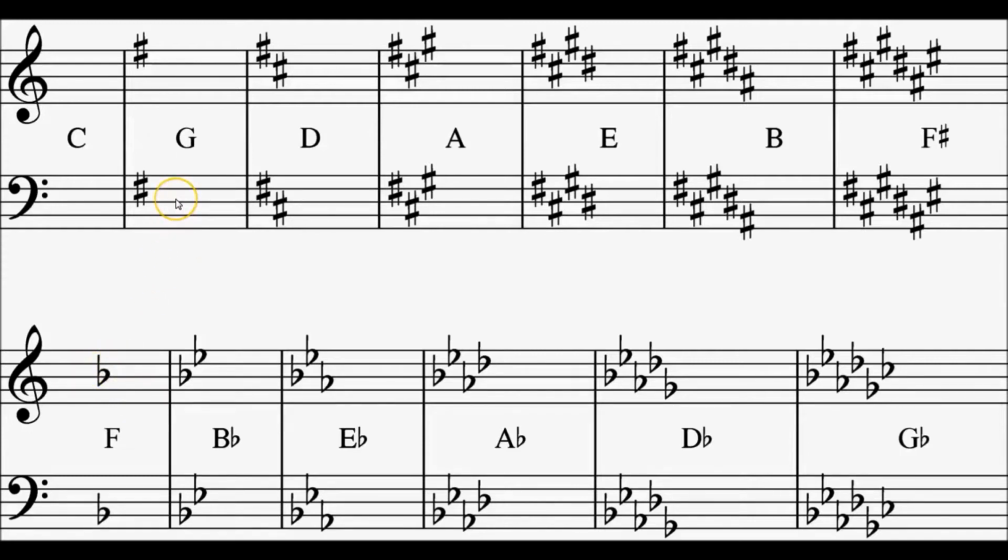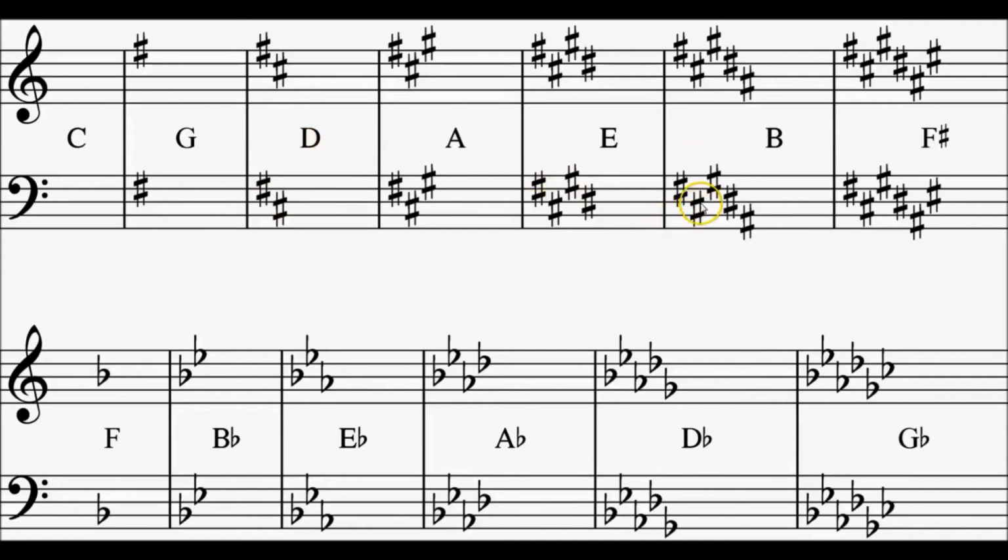Now, remember, our sharp key signature naming rule is that the name of your key is a half step above the last sharp in your key signature. So here I have F sharp and C sharp. C sharp is the last sharp in my key signature. A half step above C sharp is D, so therefore we are in the key of D.